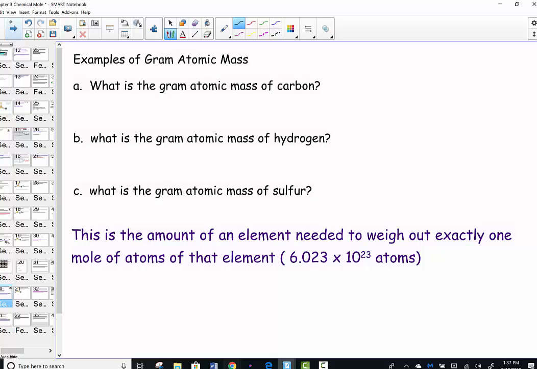On a piece of paper to turn in today, tell me the gram atomic mass of carbon, of hydrogen, and of sulfur. When I define the term gram atomic mass, I'm telling you that I want to know how many grams to get exactly 6.023 times 10 to the 23rd atoms of each of those elements. Tell me the gram atomic mass. Friends, sometimes I abbreviate that gram atomic mass. How much would you weigh out to get a whole mole of each of those elements?